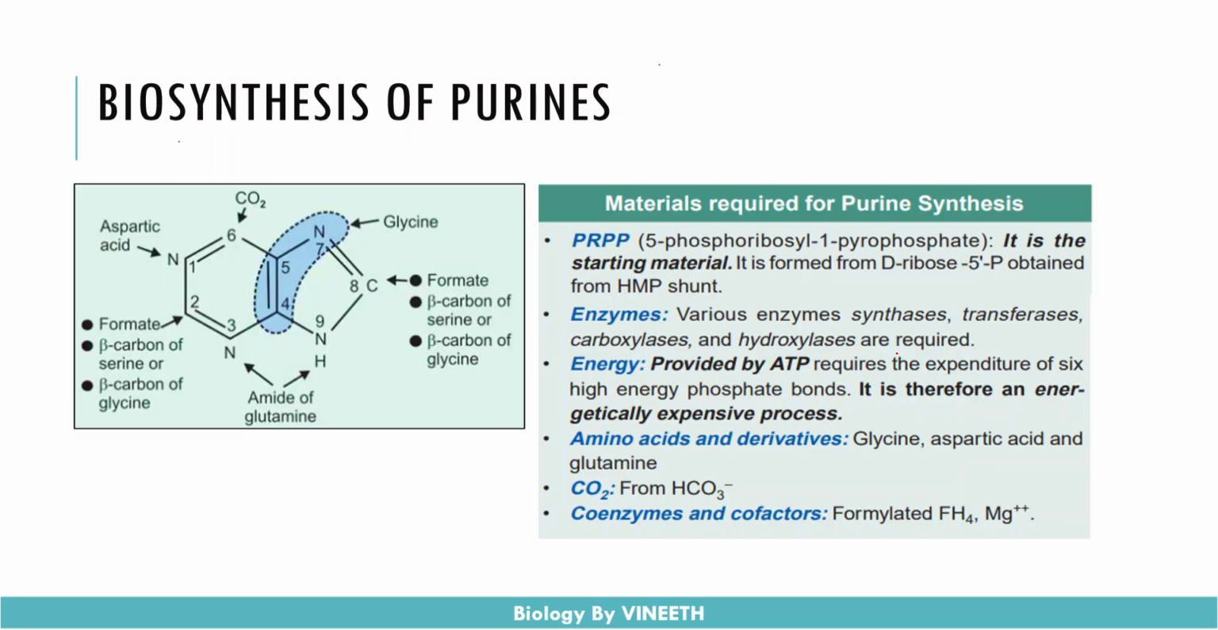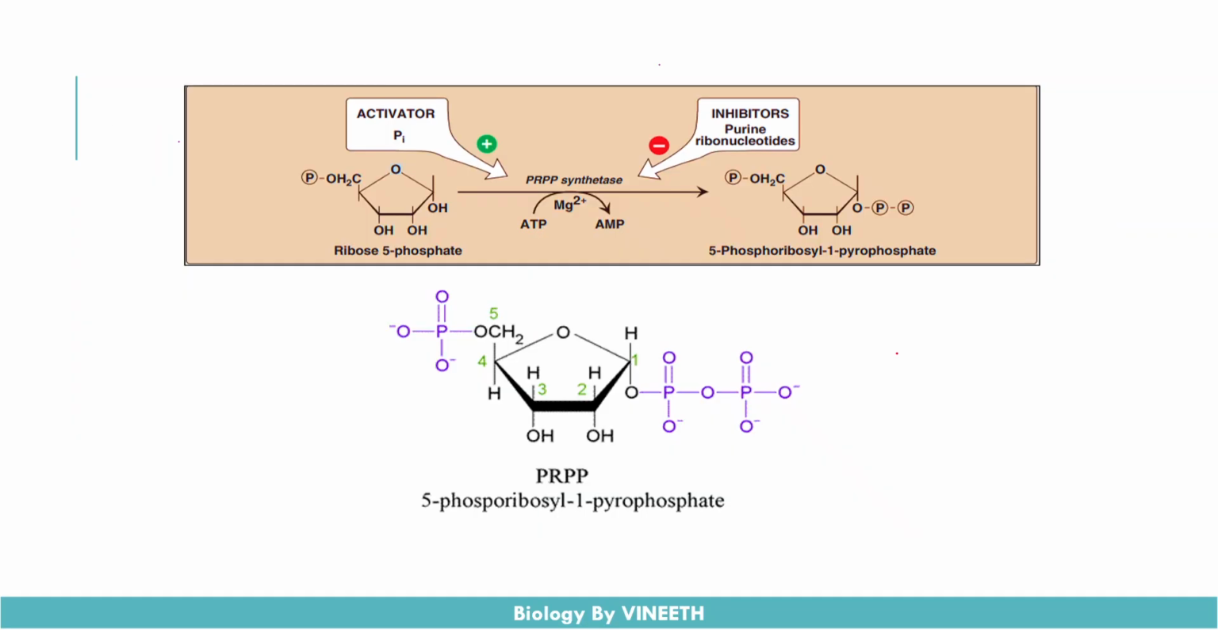Okay, and the starting material for the purine synthesis will be the PRPP, which acts as the foundation for the purine synthesis. Okay, first the PRPP is formed from the ribose 5-phosphate, and then this PRPP will allow the formation of the entire purine ring over itself. Okay, so this is the basic introduction. So first we have to activate the ribose 5-phosphate. So the activated form will be the 5-phosphoribosyl 1-pyrophosphate. Now this 5-phosphoribosyl 1-pyrophosphate will enter into the purine synthetic pathway.